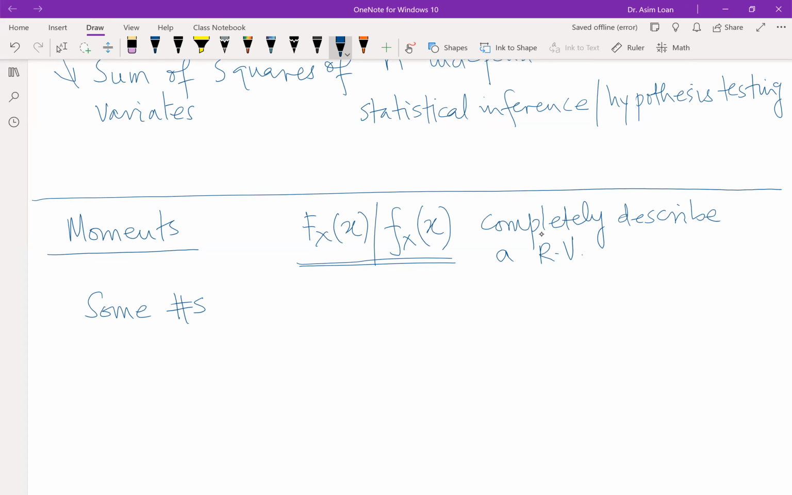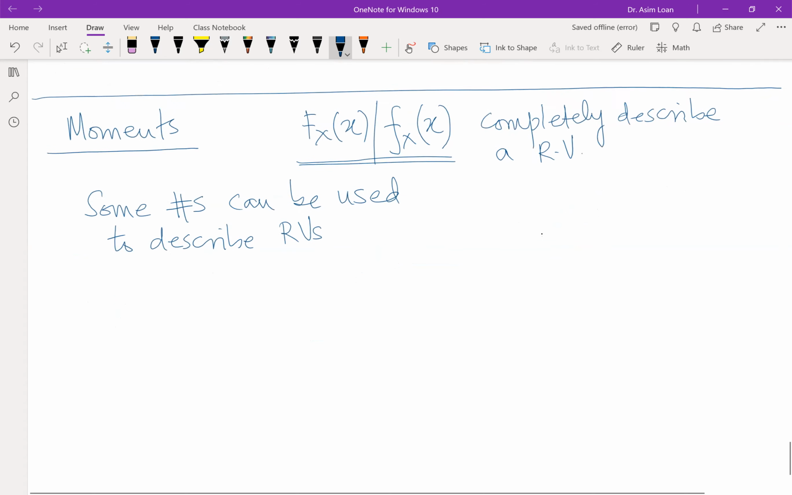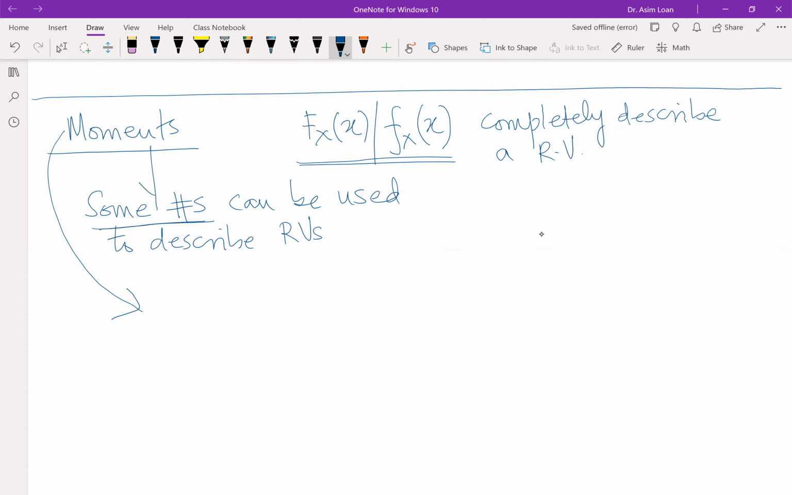So some numbers can be used to, not completely, some cases mein completely bhi ho jayega, can be used to describe random variables. Let me tell you कि इसका definition क्या होती है. So moments के लिए, and moments are those numbers, some numbers, and what are those numbers? These are moments.